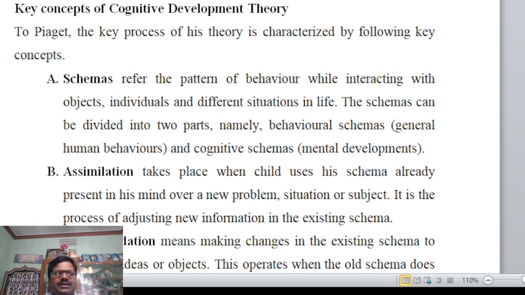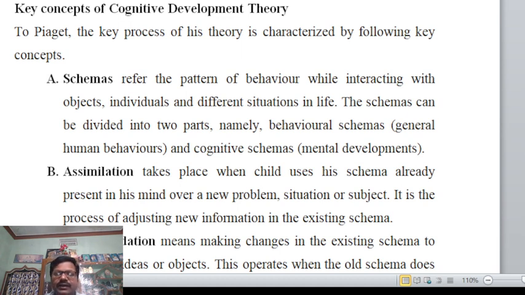Whenever we interact with general activities, that can be called behavioral schema, which is related to general human behavior. And the behaviors related to our cognition, our thinking, reasoning, memory, perception, conception, sensation, that type of schema is called cognitive schema. This is the first concept to be kept in mind while you think about the cognitive development theory of Jean Piaget.